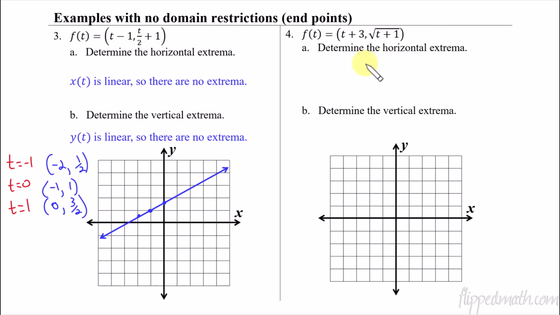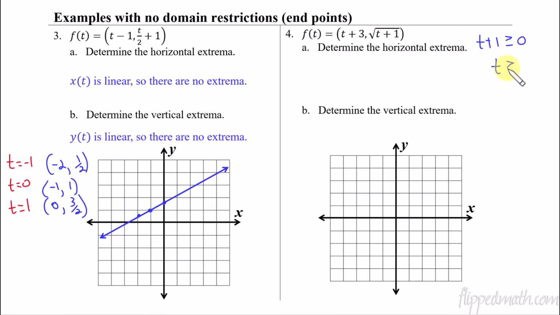So this one, again, it doesn't say specifically that it has any restrictions on the domain, but this one's a little trickier because you have to recognize that there is actually a restriction on the y component. The t plus 1 has to be greater than or equal to 0 because you can't have a negative underneath the radical. Or in other words, t has to be greater than or equal to -1. So we have an endpoint here. The endpoint is -1, and then it goes on forever and ever. So let's plug -1 into the t value of the x value. So that's going to equal -1 plus 3, which equals 2.